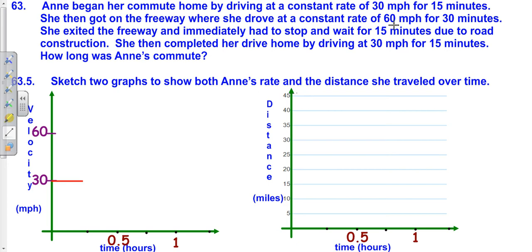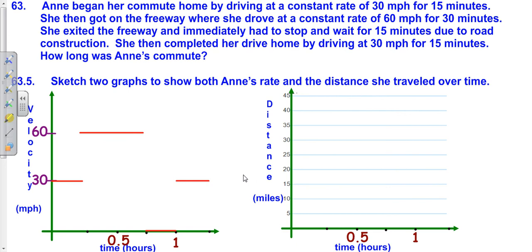And then it says we go 60 miles an hour for another 30 minutes. So we got to go from here and go 60 miles an hour for 30 minutes. Then she gets off the road and she has to stop and wait and not go anywhere for 15 minutes. And then she goes ahead and finishes her commute for 15 minutes right here. So this is what our velocity situation would look like.